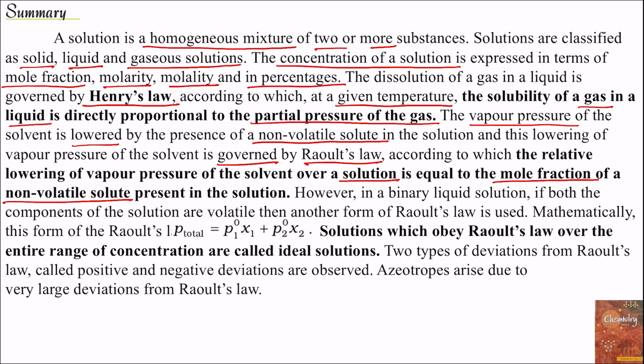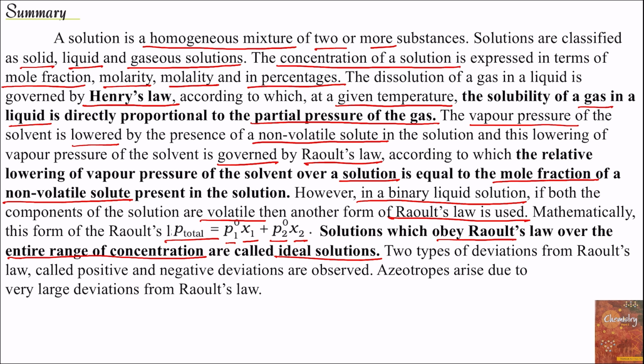However, in a binary liquid solution, binary means one which consists of only two components. If both the components of the solution are volatile, then another form of Raoult's law is used. Mathematically, this form of Raoult's law is: total pressure is equal to pressure of the pure component 1 multiplied by mole fraction of component 1, plus pressure of the pure component 2 multiplied by mole fraction of component 2. Solutions which obey Raoult's law over the entire range of concentration are called ideal solutions.